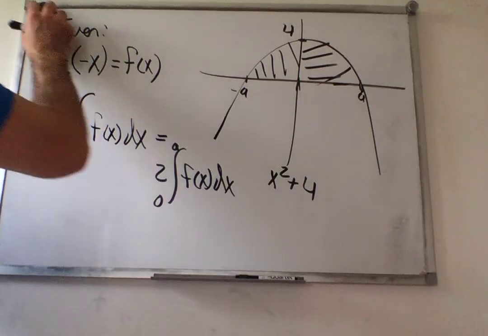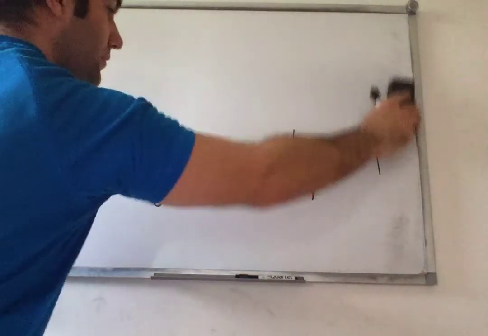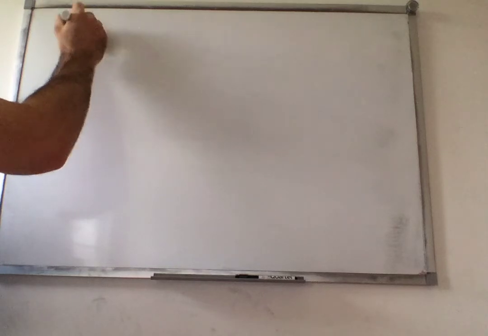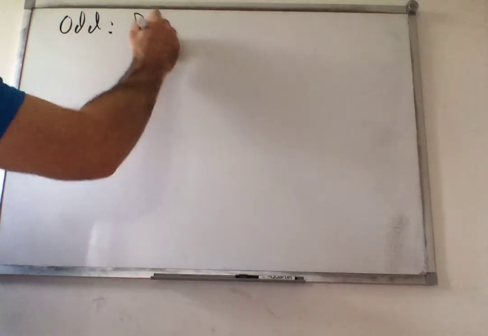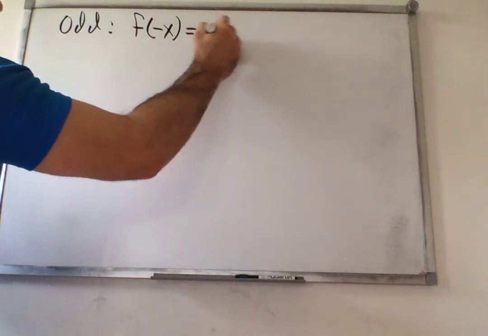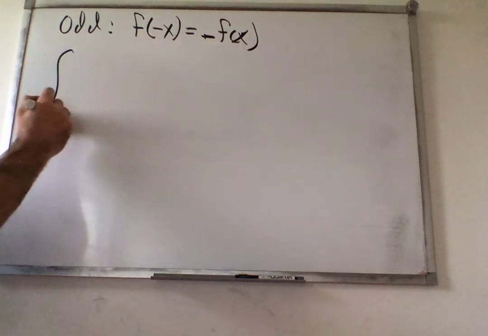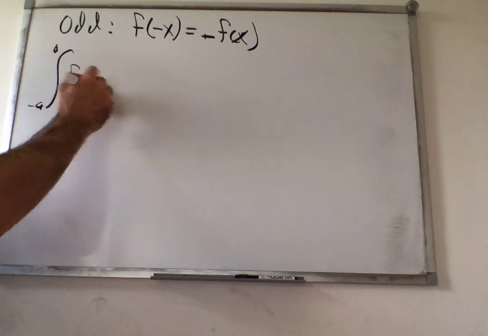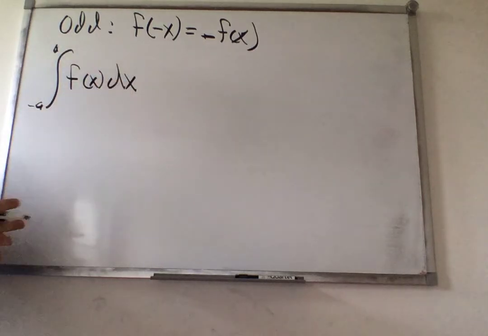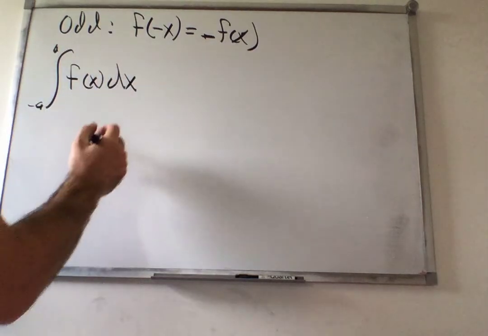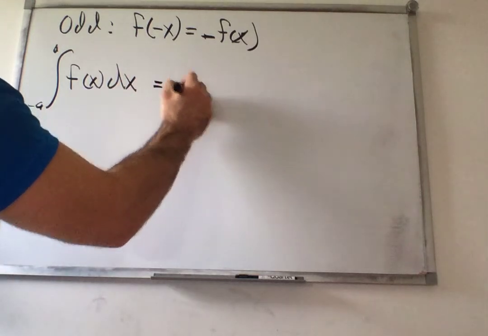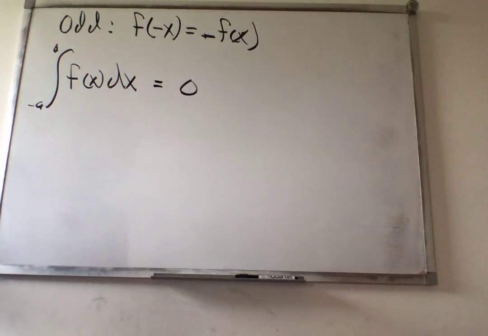Now let's talk about an odd function. For an odd function, f of negative x is equal to negative f of x. So if we were to do that same integral from negative a to a of f of x dx, and we know that f is odd, this is going to equal 0. Let's see why.